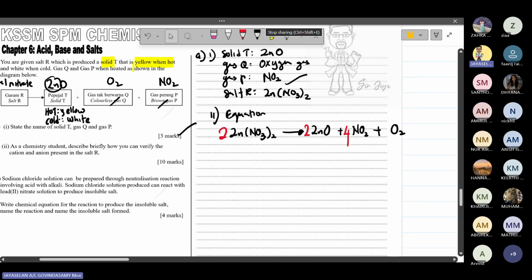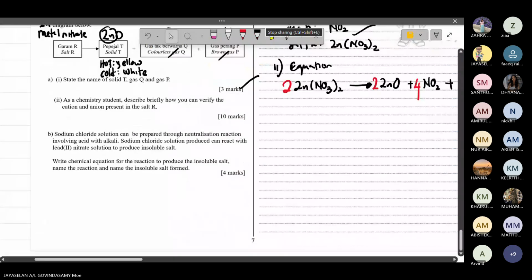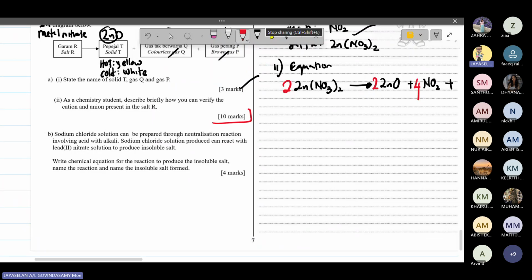Okay, now what question do they ask? Look at the question. How many marks are given? Okay, as a chemistry student, describe how you can verify the cation and anion that are present in salt R. Cation means positive ion. Anion means negative ion. Salt R is what? Salt R, zinc nitrate.